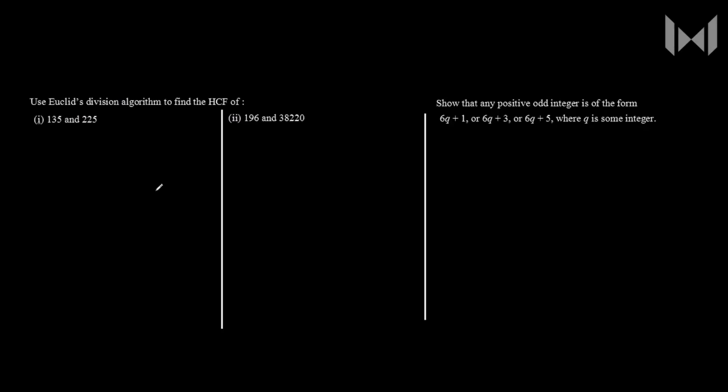Hello. Today we are going to do a few questions which are from the textbook, and the very first one we're going to pick up is to find the HCF using the division algorithm. So as we had studied in the previous slides or videos, we first find the HCF by the division method.